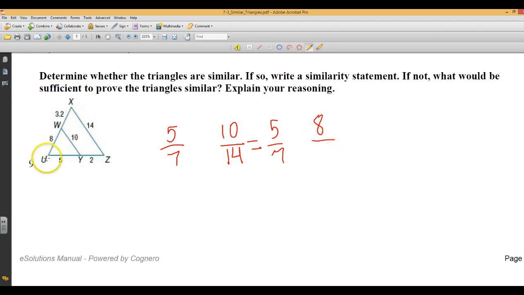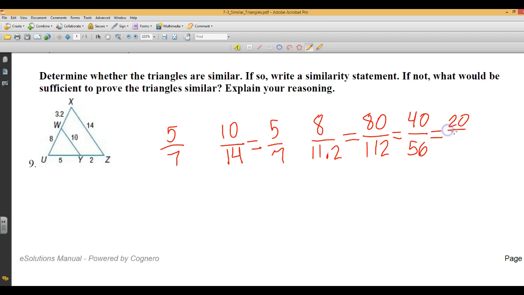So a side of the smaller triangle is 8, and of the larger triangle would be this entire side, not just 3.2, but 8 plus 3.2, which would be 11.2. And if I multiply them both by 10 to clear out the decimal, I get 80 over 112. And then I can just start simplifying this. So if I divide by 2 and divide by 2 again, and then I notice these are both divisible by 4, I once again get 5 over 7.